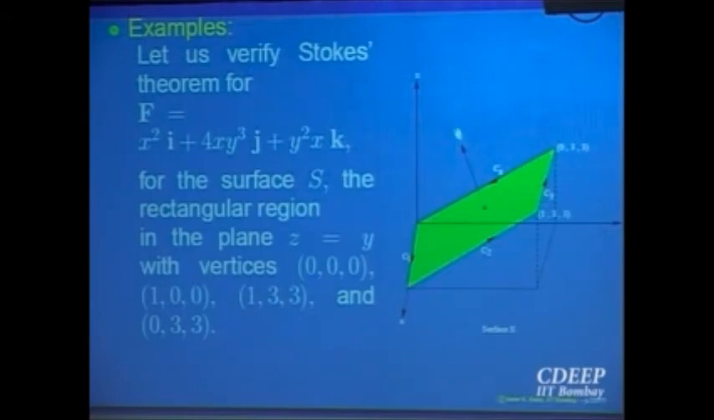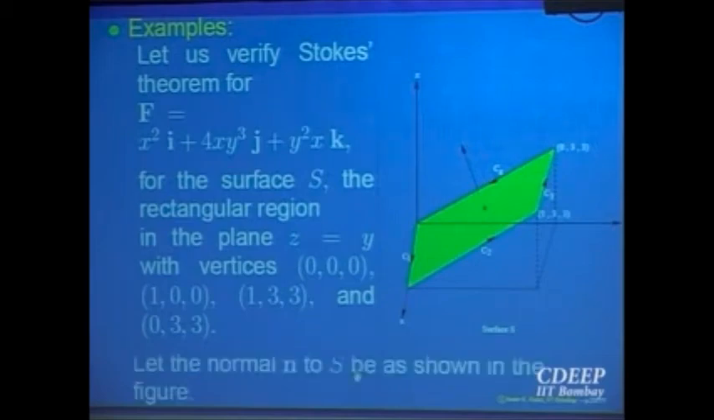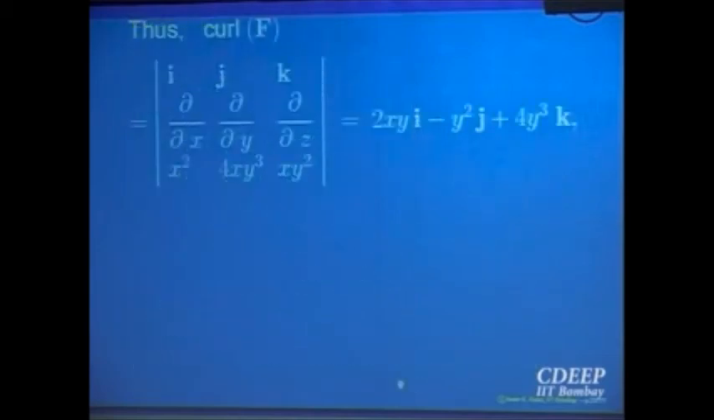And what is n here? For this, wherever you go, the normal is going to have positive k component. Right? So that is the one you have chosen. So keep that in mind and let us compute the things. So curl f we compute, right? That is the computation of curl f. So that comes out to be this.